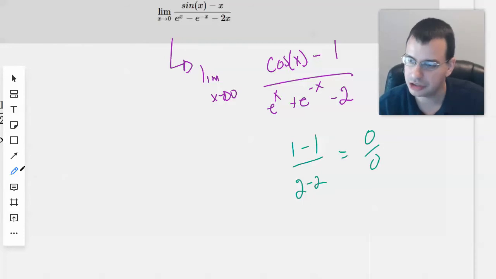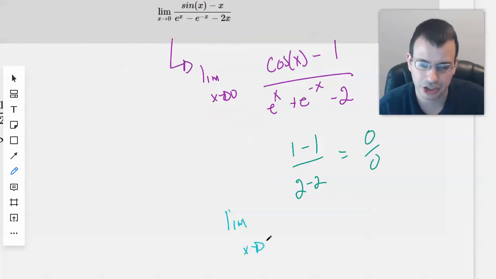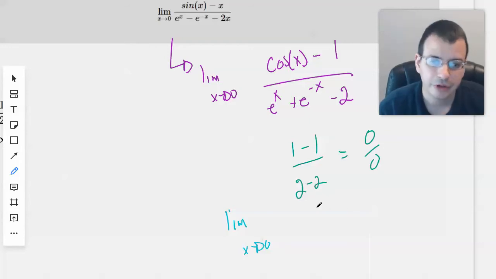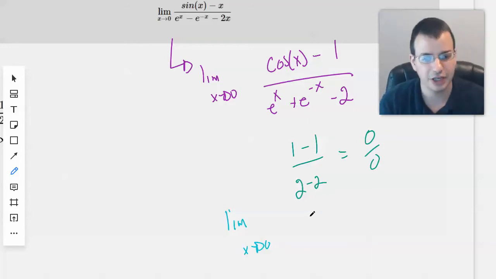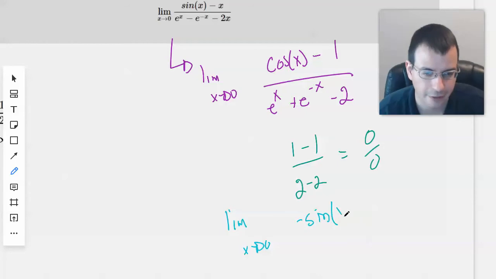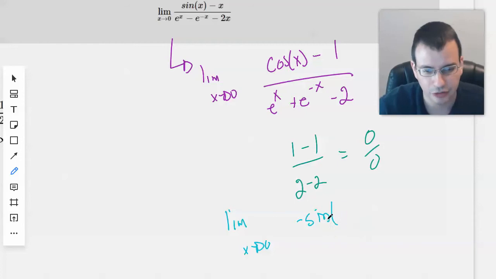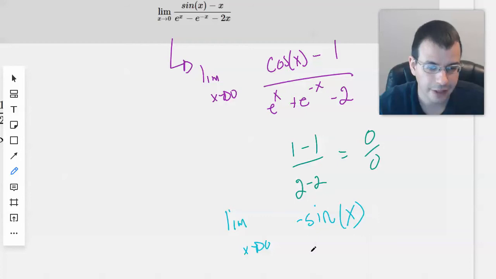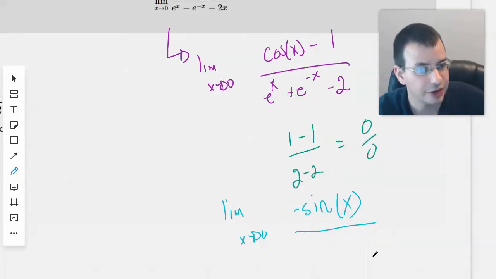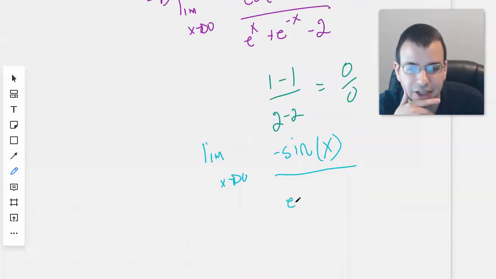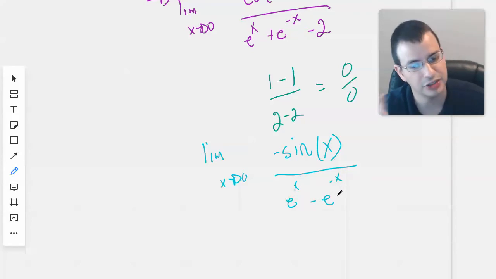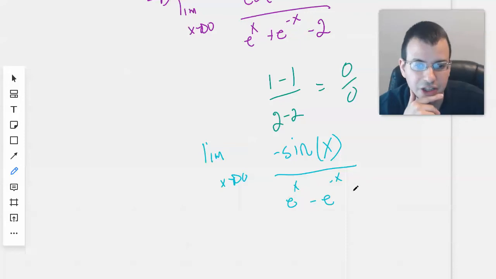So we'll do this again, change colors to show that we are changing a thought process, or moving on to the next story arc. So then the derivative of cosine of x will be negative sine of x, all over the derivative of negative 1, which will just be 0 because it's a constant. So we'll have e to the x, and then the derivative of e to the negative x will be e to the negative x divided by negative 1, so that negative comes back, and then that 2 disappears.